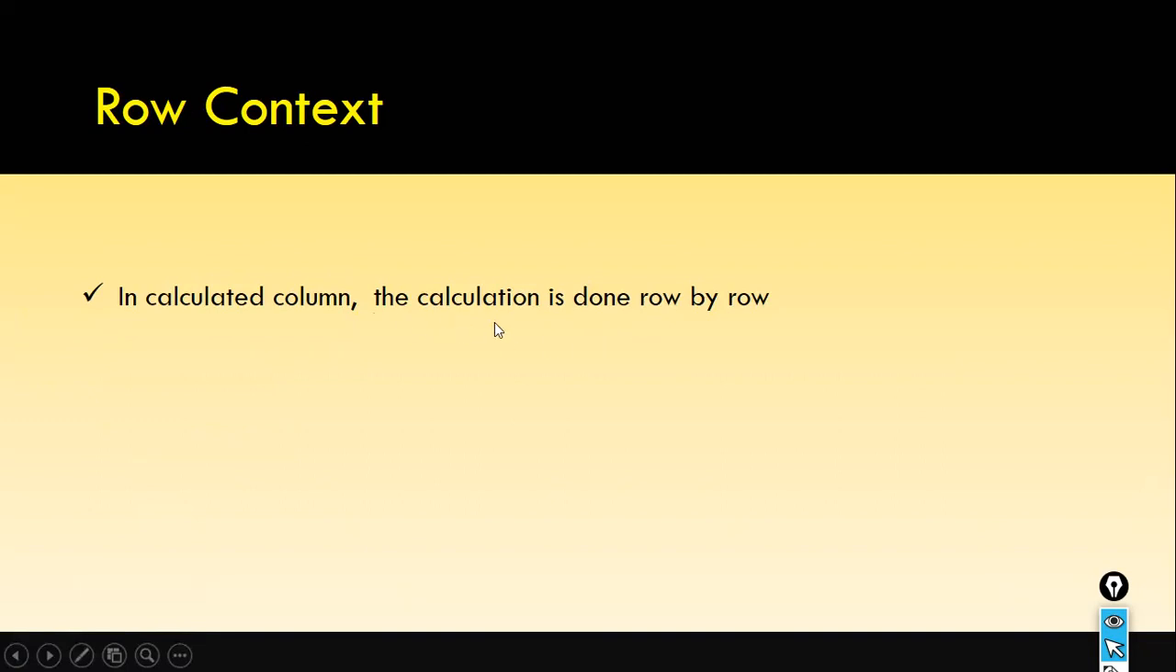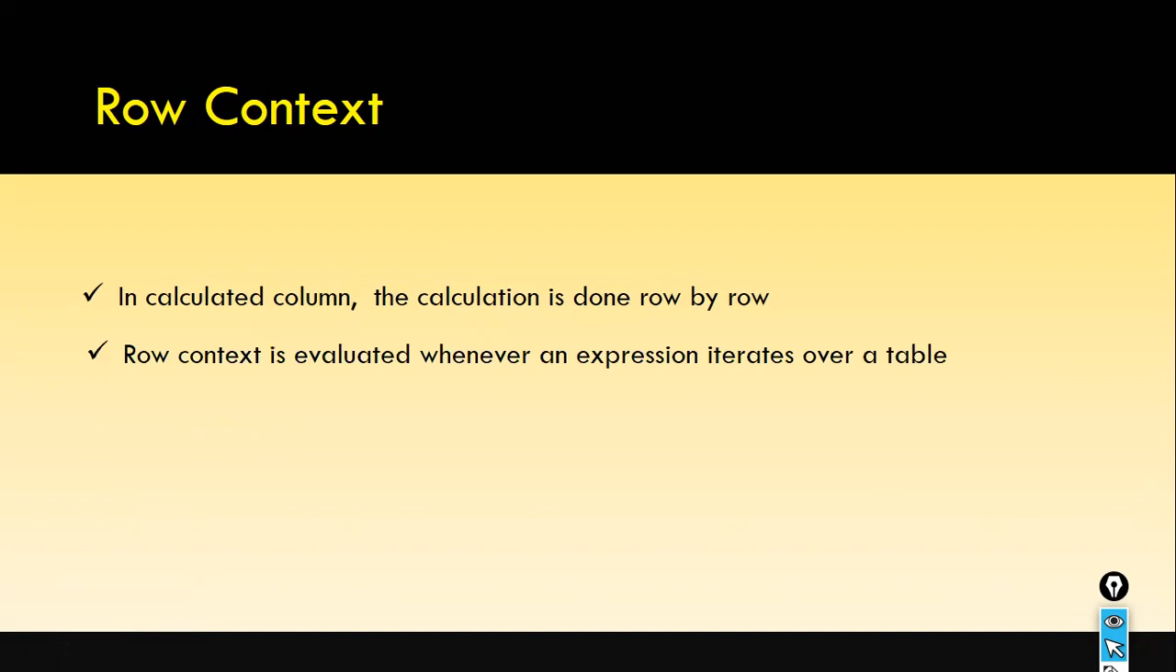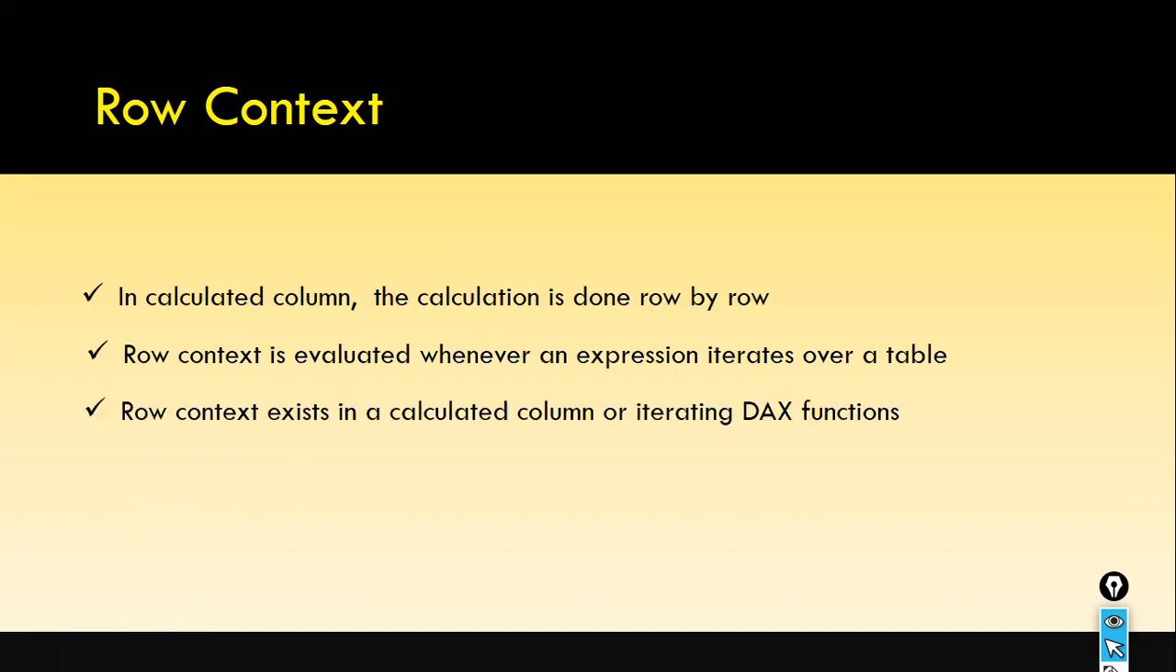Does that mean I can't perform the row context in a measure? That we will see a little later. That is also possible. Row context is evaluated whenever an expression iterates over a table. In this case, the expression is the SWITCH function. Inside the SWITCH function we have used the conditions. Those are the expressions that iterate over it. Each and every row it iterates.